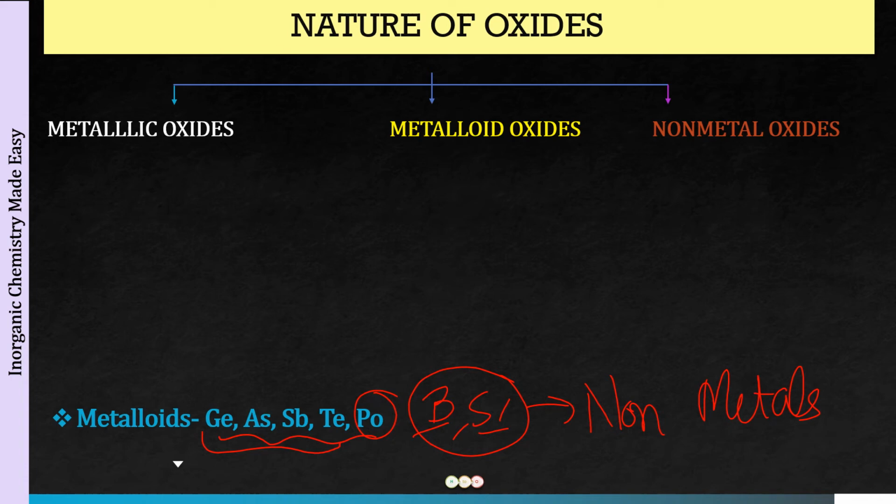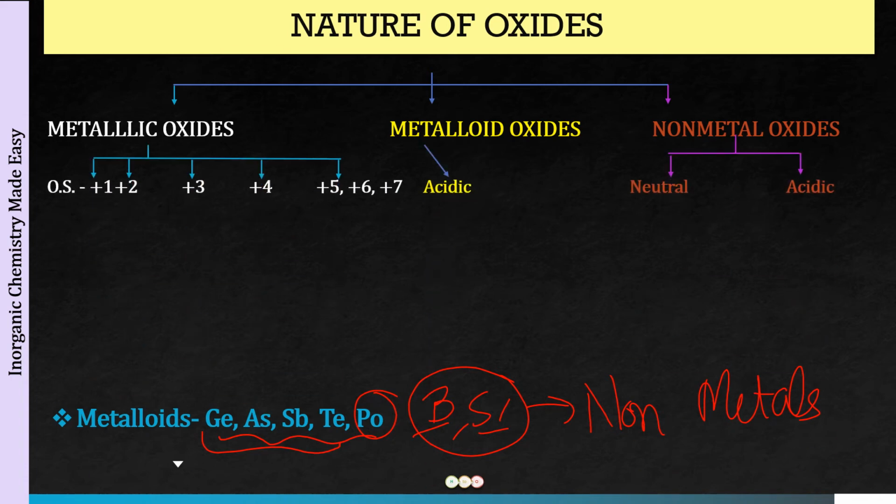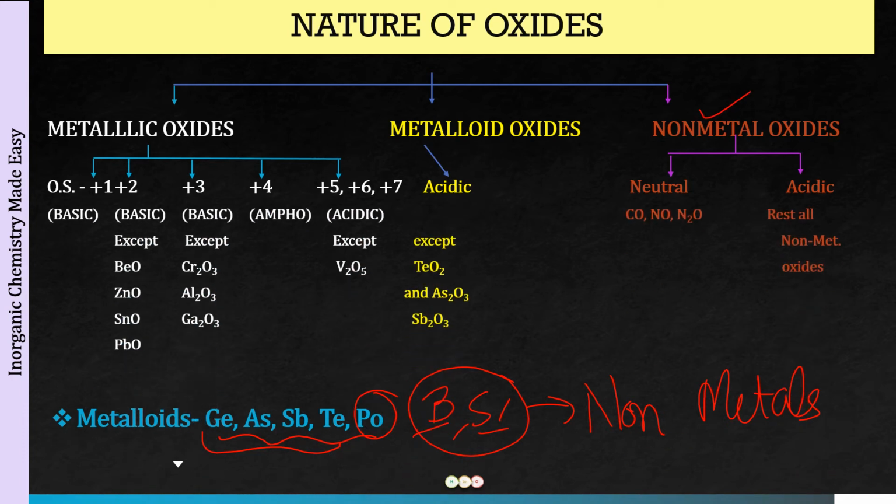Now, once you have identified whether it is going to be a metal, metalloid, or a non-metal, then you are going to see the oxides. Let us start from this side, non-metallic oxides. In case of the non-metallic oxides, just remember that we have three neutral oxides, that is carbon monoxide, NO, and N2O. So these are the three neutral oxides. Apart from these, all the oxides of the non-metals are going to be acidic in nature.